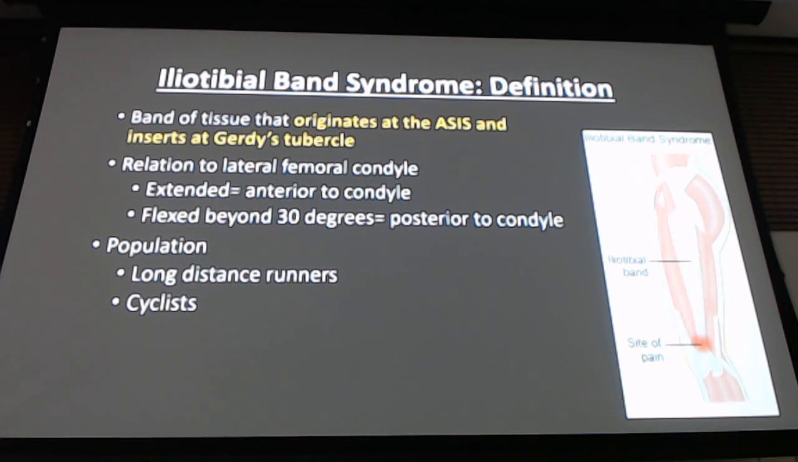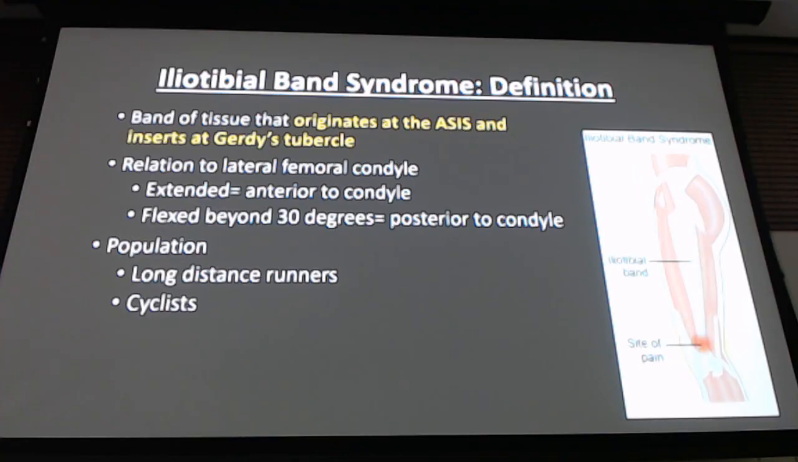ASIS, anterior superior iliac spine. I did mention that in your MSK radiology anatomy review, correct? Okay, so ASIS, you must know what that is. You should know what that is, right? And then Gerdy's tubercle, right? Because that spans from where it originates to where the IT band inserts, okay?